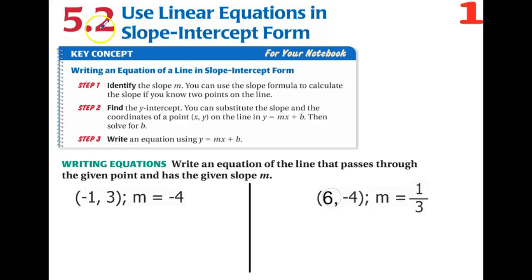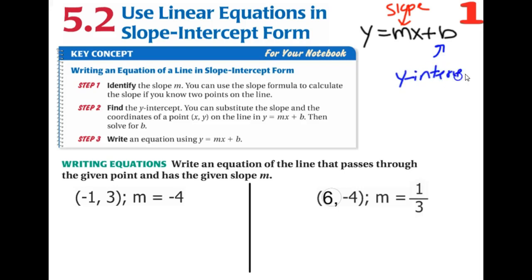Hello, today we are continuing to write equations in slope-intercept form, which is y equals mx plus b. Reminder, m is our slope, and b is our y-intercept, or where we're crossing the y-axis. So today we are going to write equations in slope-intercept form, but we're missing our y-intercept.